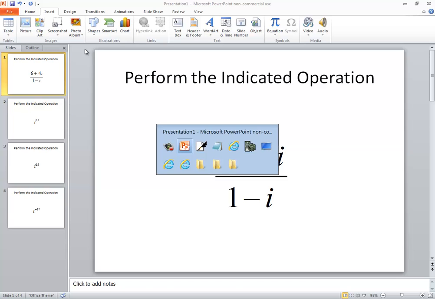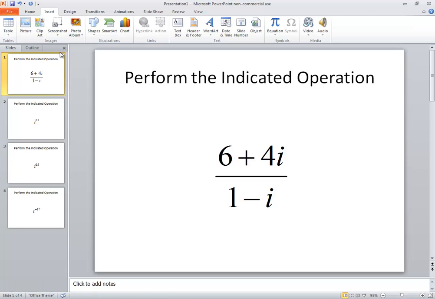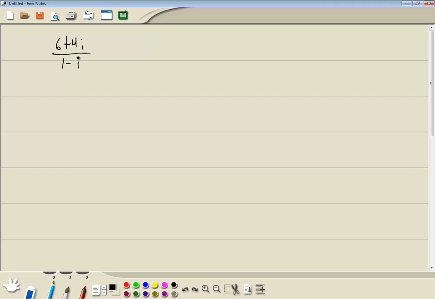Let's take a look at this problem. We got 6 plus 4i over 1 minus i. And key item here is we don't want any imaginary numbers in our denominator. So when you have a real part and an imaginary part, you're going to multiply the top and bottom by the conjugate of the bottom.